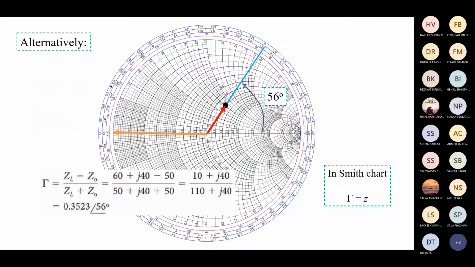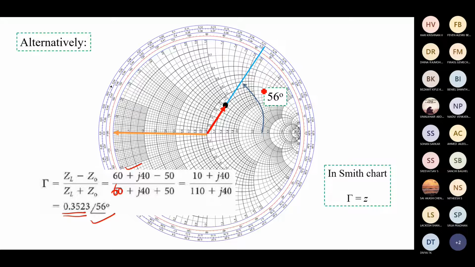So how to map the reflection coefficient? We already know the ZL, so we can easily calculate the reflection coefficient. We already calculated this value, so this is the value mapped at this particular point. The magnitude is 0.3523. This is the relative distance of the reflection coefficient in the Smith chart.